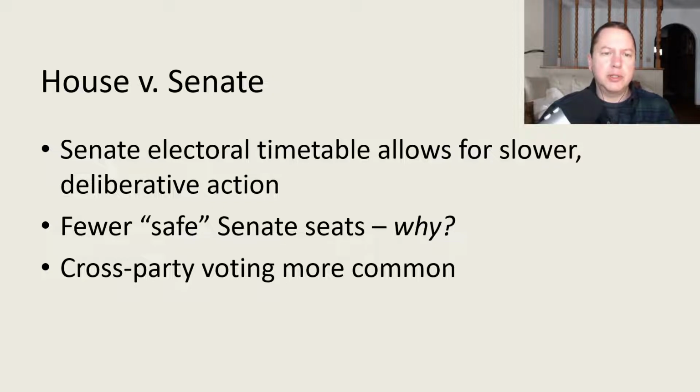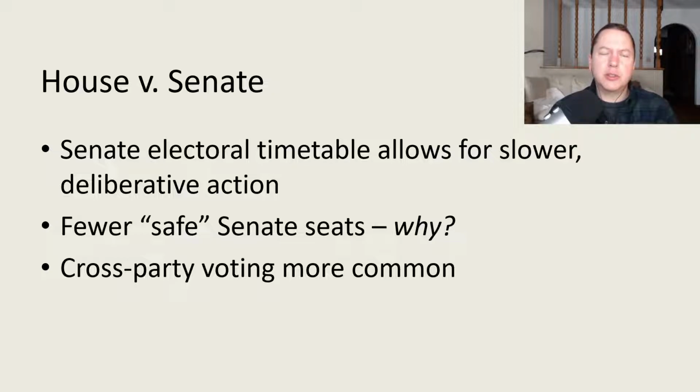So, the House versus the Senate. The Senate electoral timetable allows for slower, deliberative action. Remember, only 1/3 of Senate seats are up for grabs at a time. There are also fewer safe Senate seats. Why? Well, senators do not represent a district. They represent an entire state. And so the entire state will include both the large cities and the rural areas.